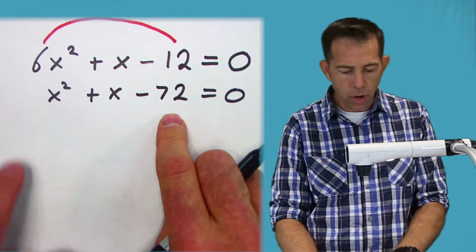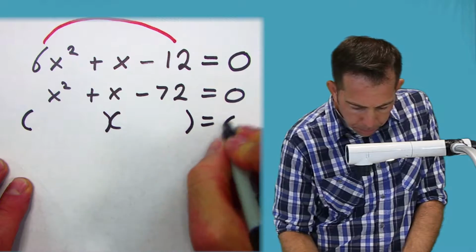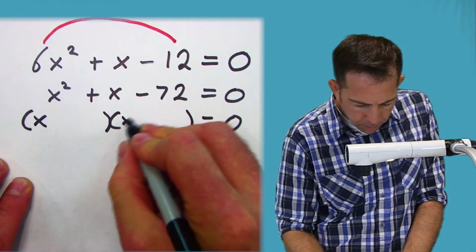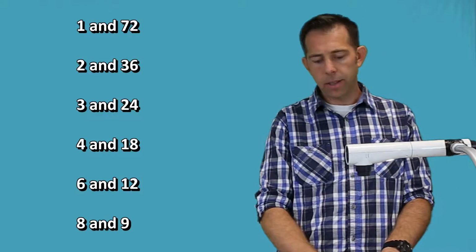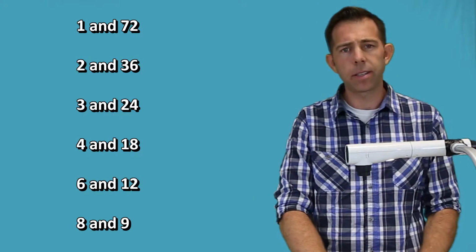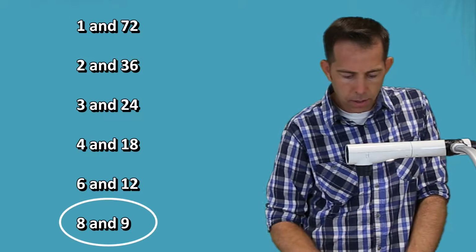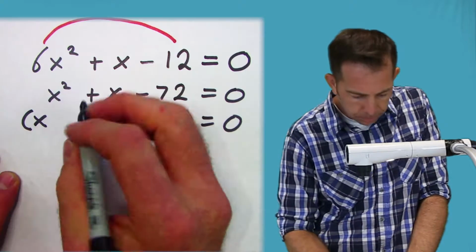We're going to factor this new quadratic with the leading coefficient of 1. We need 2 factors that multiply to negative 72 and add up to a positive 1. So here's your list. Determine which pair makes negative 72 and adds to 1. Okay, and in this case, we need a positive 9 and a negative 8.